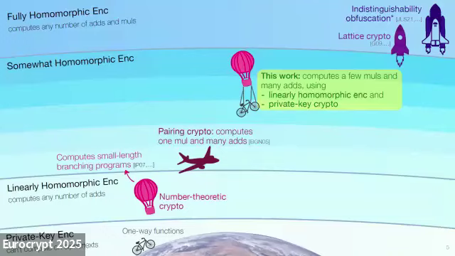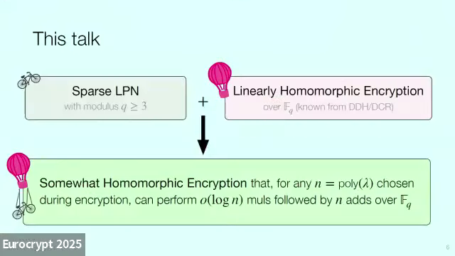And this is an assumption that on its own has no homomorphism. So on its own, it just gives us private key encryption. But what we see is that when we put these two things together, we get something that's much more powerful than either individual part. And so that's what this talk is about.